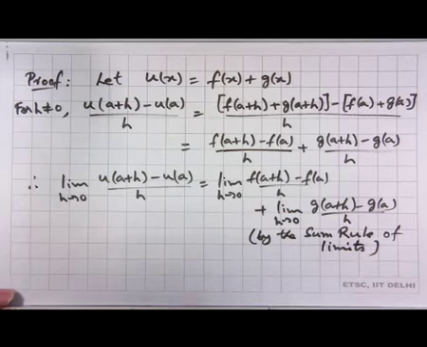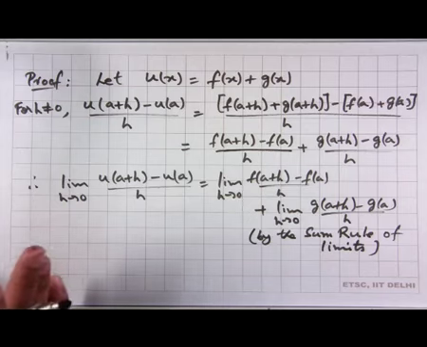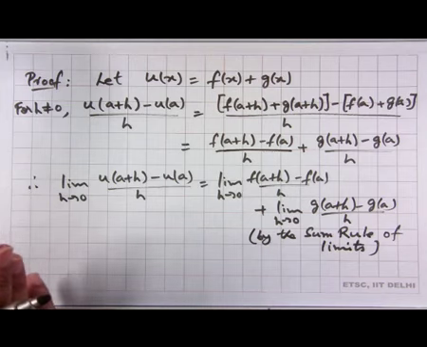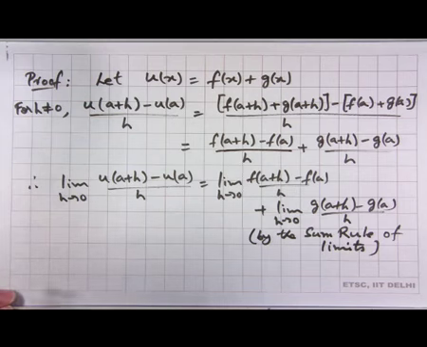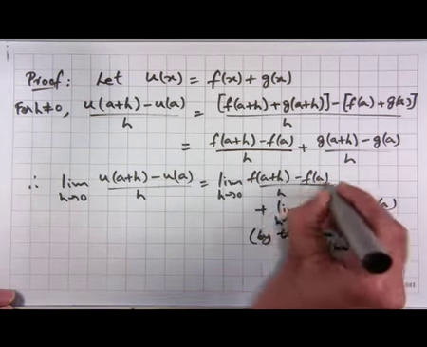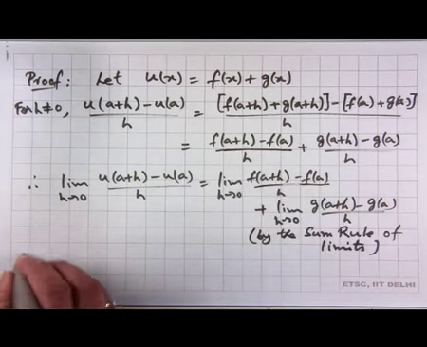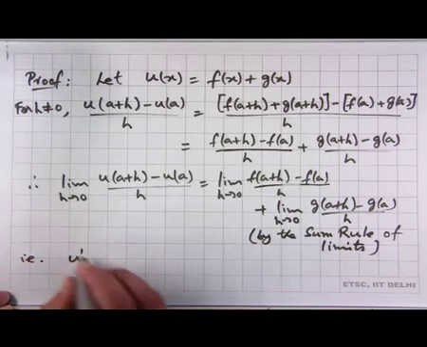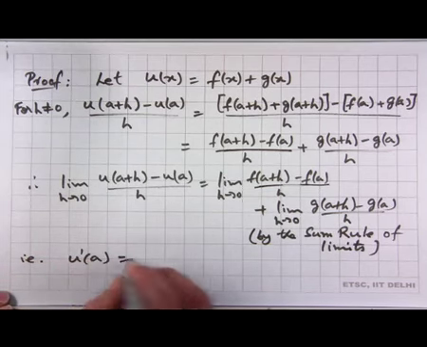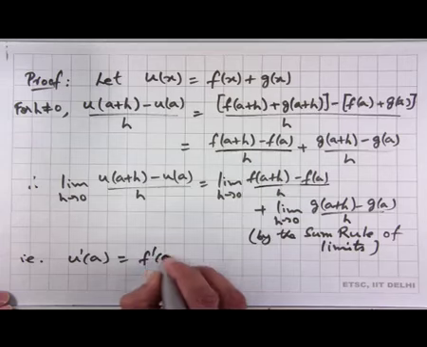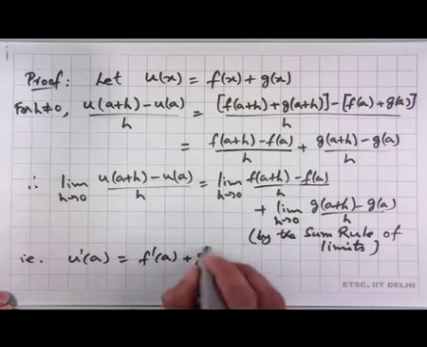Right. We have seen for limits that if the limit of f(x) and g(x) exist at some point, then the limit of the sum also exists, and limit of the sum is sum of the limit. So, that is what we are using, and this is same thing as saying that u prime a exists and is equal to f prime a plus g prime a.